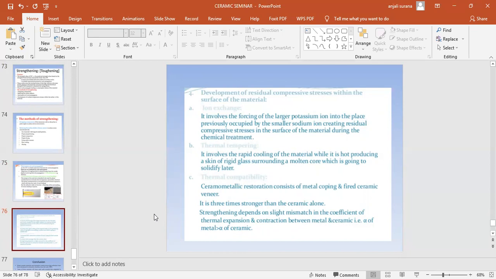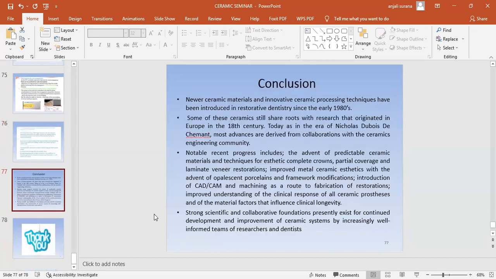Then we have thermal compatibility. Ceramo-metallic restoration consists of a metal coping and fired ceramic veneer. It is 3 times stronger than ceramic alone. Strengthening depends on the slight mismatch in the coefficient of thermal expansion and contraction between the metal and ceramic. That is, alpha of metal should be greater than alpha of ceramic. So this is how we strengthen ceramic.